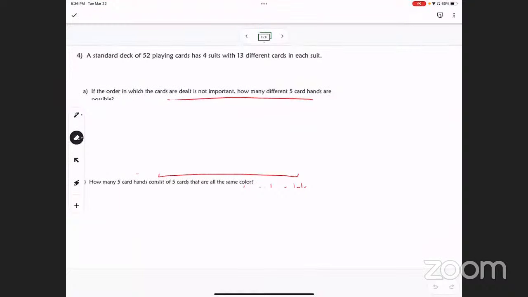So number 4 on the next page: a standard deck of 52 cards has 4 suits and 13 different cards. You know that, right? You understand a poker deck? Yeah. Okay. If the order in which the cards are dealt is not important, how many different 5-card hands are possible? So this is a probability. So the first card, how many choices do you have for your first card?